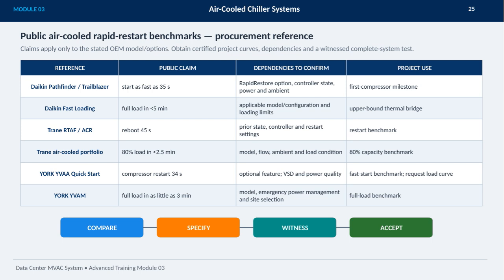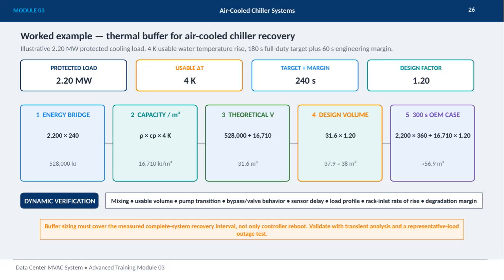The York IVAM achieves full load in as little as 3 minutes, influenced by model choice, emergency power management, and site selection. In summary, it's vital to compare these benchmarks, specify appropriate models, witness tests, and accept performance based on solid, witnessed data to ensure optimal system operation.